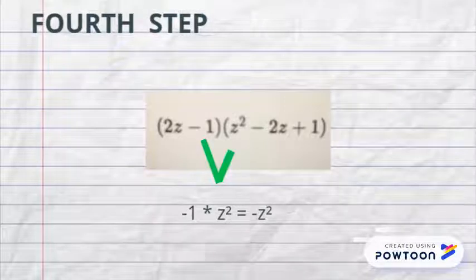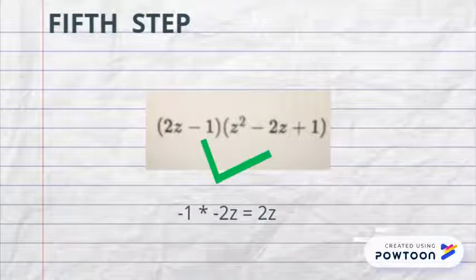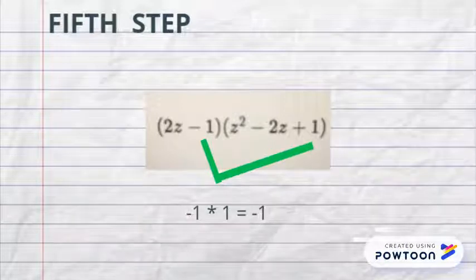Now that we have finished multiplying all of the terms times the first term in the first parentheses, we will do the same with the second term in the first parentheses. As we multiply negative 1 times z squared, this gives us an answer of negative z squared. As we continue, negative 1 times negative 2z gives us an answer of 2z, due to the fact that when we multiply a negative number times a negative number, a positive number is the answer. Finally, negative 1 times 1 gives us an answer of negative 1.